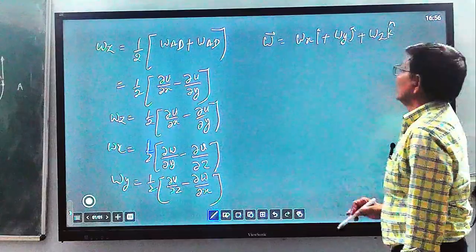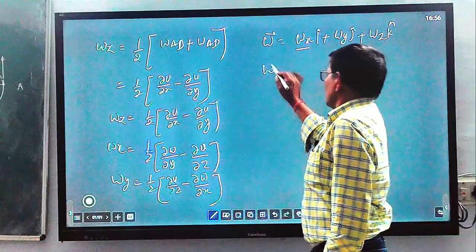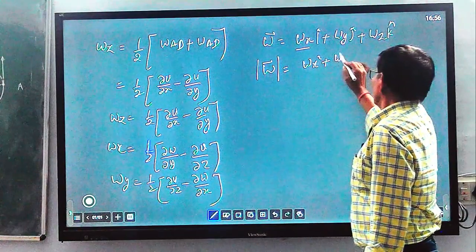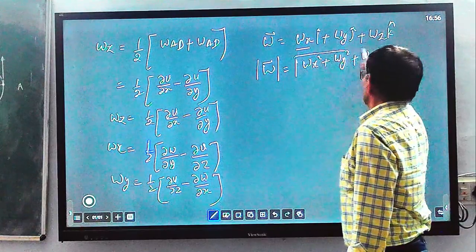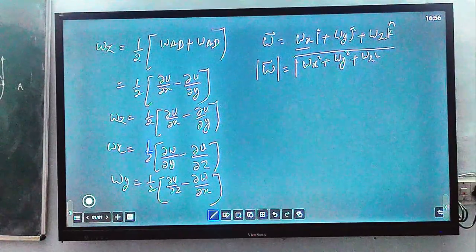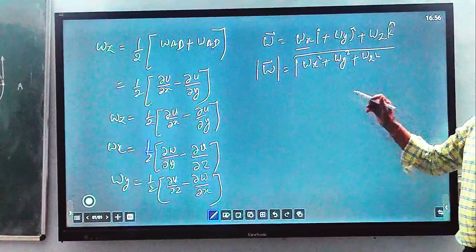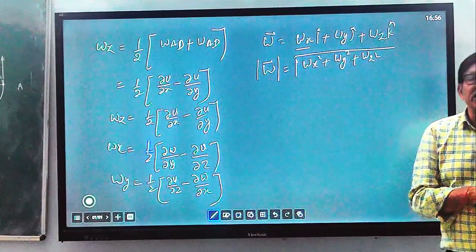There are three components. Similarly, you can find the magnitude: the square root of omega x squared plus omega y squared plus omega z squared. So it is very simple. If values are given in the form of x, y and z, you can simply find whether there is rotational motion, and then you can tell whether the flow is irrotational.